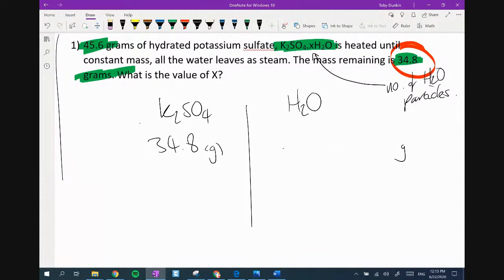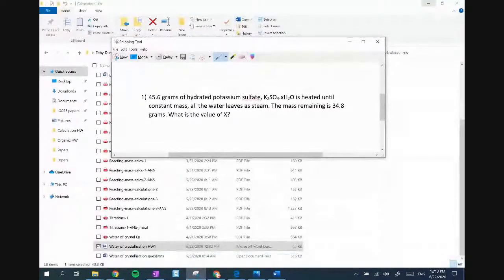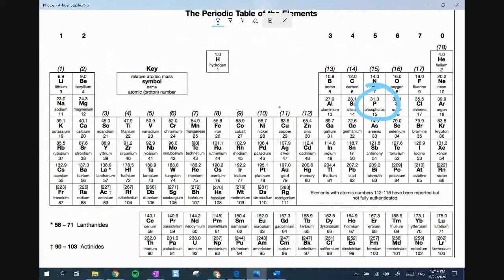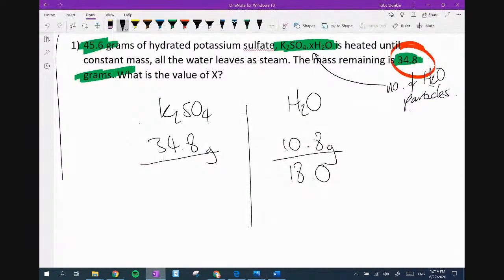Let's lob that in there. 10.8 grams. Now I've got grams, I can now get to moles. Everyone knows that water is 18.0. But potassium sulfate, no idea. Potassium, I believe, is 39.1. A-level periodic table. Nope, potassium, 39.1. There it is. Got to be really careful on this.